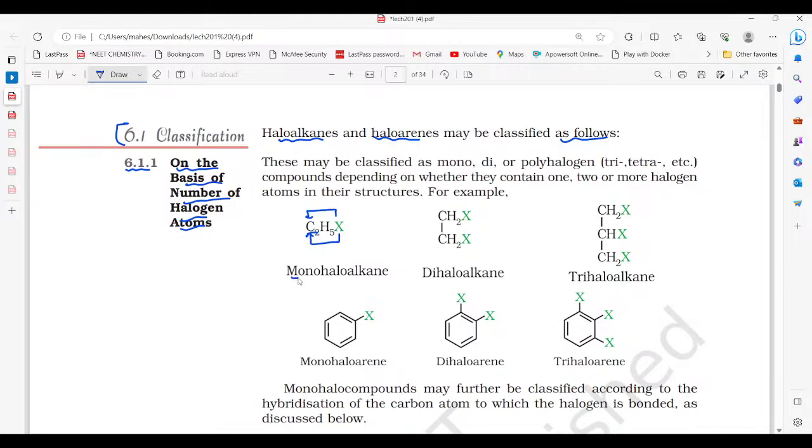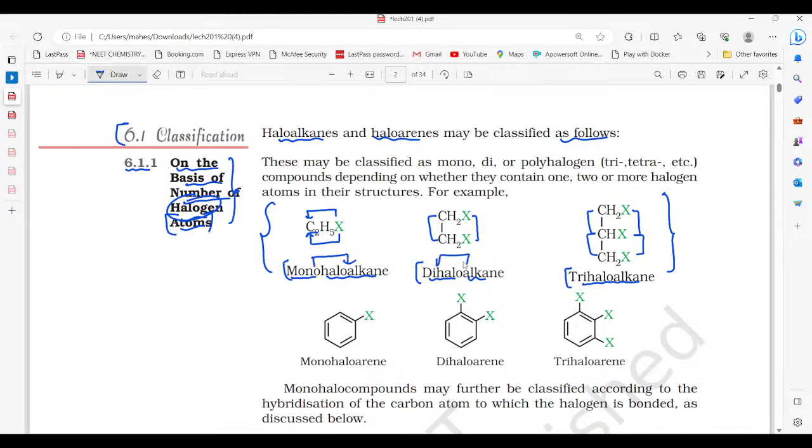So its name is monohaloalkane. And here we observe that for two carbons, two halogens are attached. That's why we call them dihaloalkanes. Here we observe that three carbons, three halogens are attached. So we call them trihaloalkanes. In this way, on the basis of the number of halogens attached to a carbon atom, we categorize as a monohaloalkane, a dihaloalkane, and the third one is a trihaloalkane.